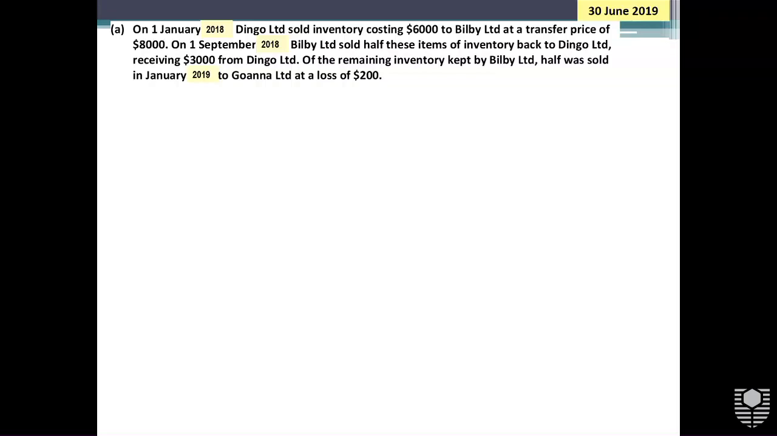So in A, on the 1st of January 2018, Dingo sold inventory costing 6,000 to Bilby at a transfer price of 8,000. So it's overstated by 2. On the 1st of September 2018, Bilby sold half of these items of inventory back to Dingo, receiving 3,000, so it's gone back to the parent. And of the remaining inventory kept by Bilby, half of this was sold in January 2019 to Goanna at a loss of $200.